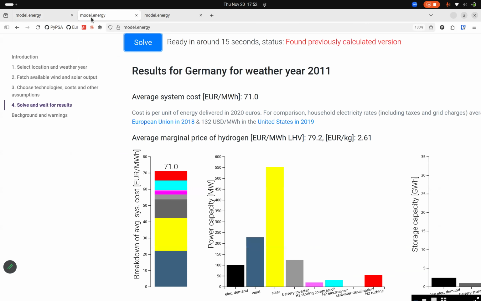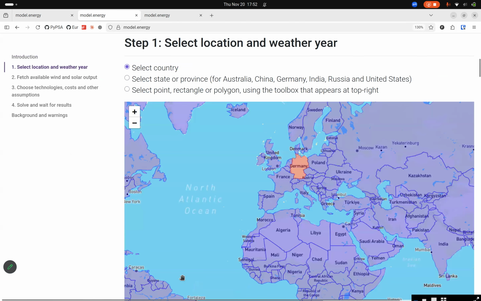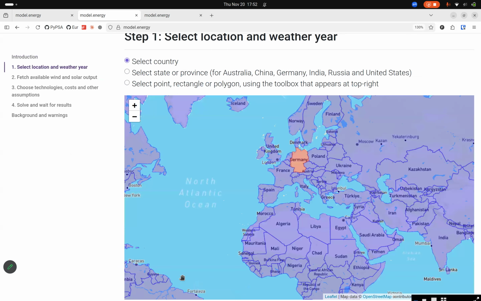I also ran this for the whole of Germany, where the whole renewable resource, the profiles, are smoothed, which is basically the same as a perfect interconnection between each of the raster cells in the model within Germany.